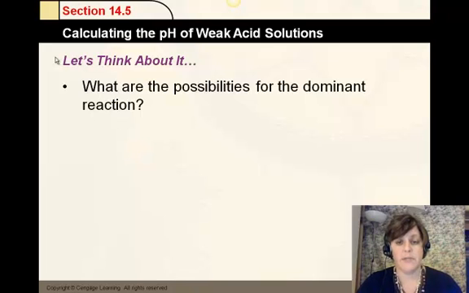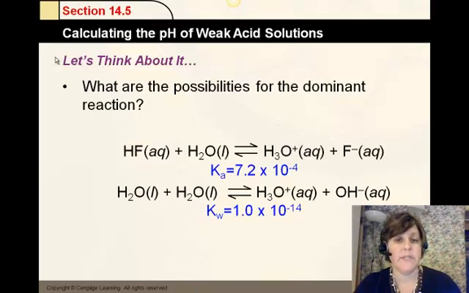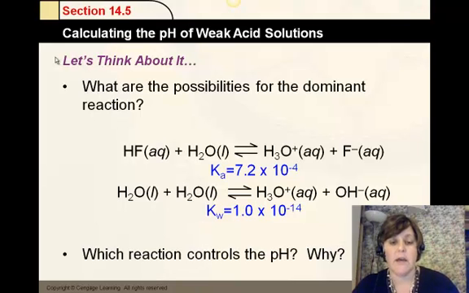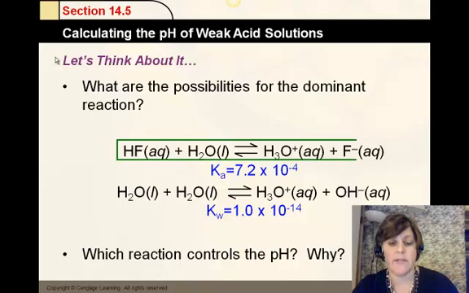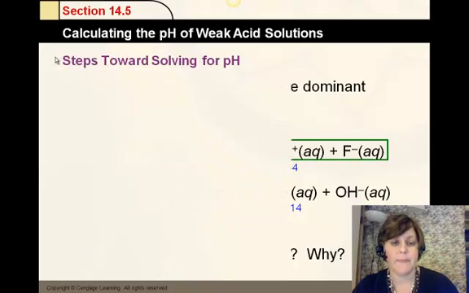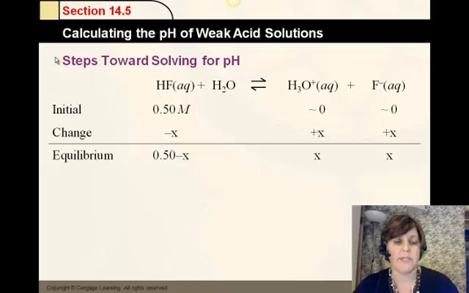What are the possibilities for the dominant reaction? So we look at the Ka values again. You notice that the Ka of HF is significantly larger than the Kw. So that's the one that controls the pH. So we're going to solve for the pH. Now you notice we're writing the HF, which is the major species that dominates the pH, with water. It's going to be acting like an acid, so it gives its hydrogen away to form hydronium and fluoride ions.